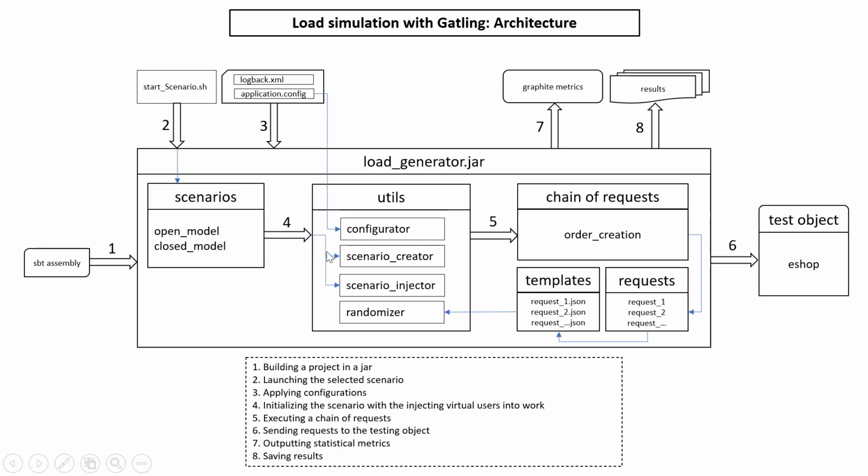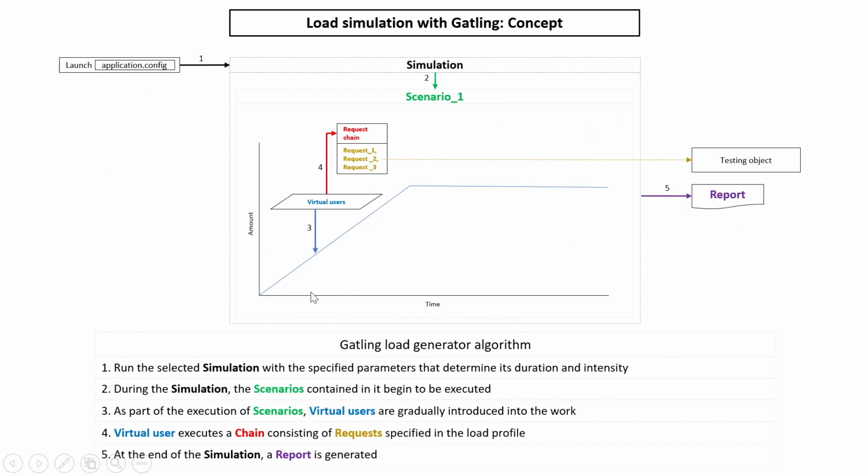To do this, the scenario creator object will be used, which is responsible for creating the scenario, as well as the scenario injector object, which is responsible for injecting users into work. The injection of users will be carried out gradually. First, we will inject them linearly, as is indicated in the diagram.